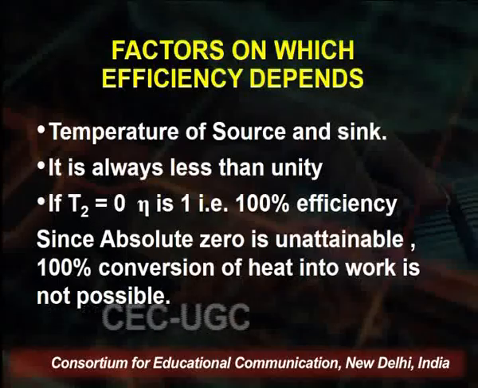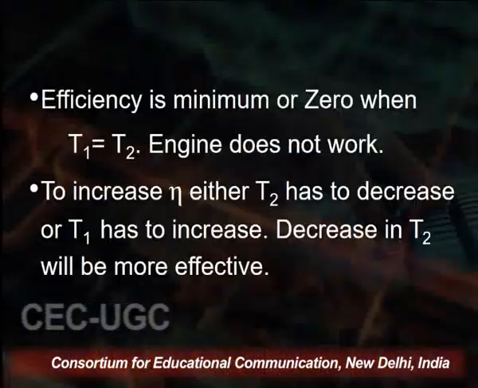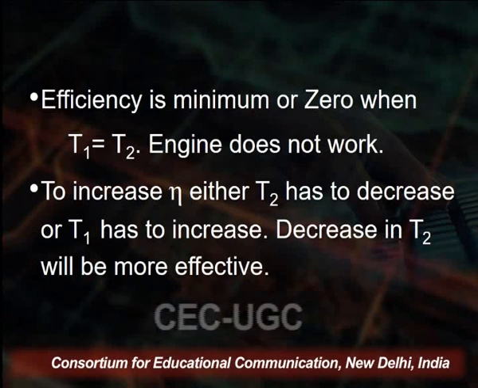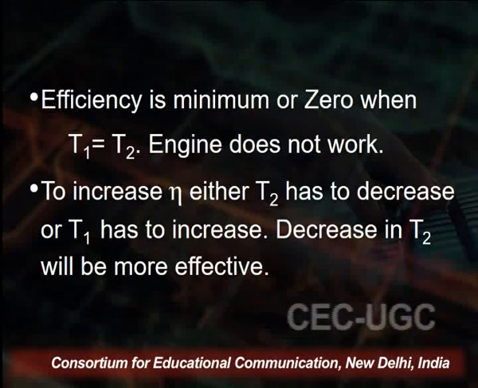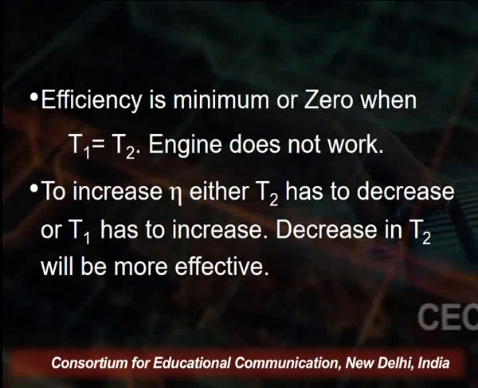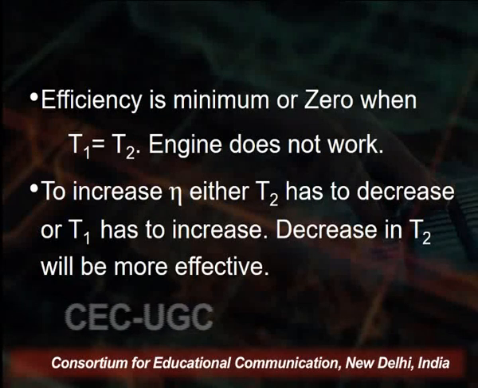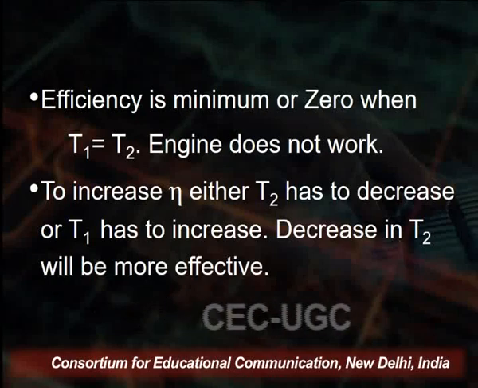The search continues. Efficiency is minimum or 0 when T1 is equal to T2. The engine will not work. Why? Because an engine needs 2 different temperatures, 2 different reservoirs to work. To increase eta, either T2 has to decrease or T1 has to increase. But decrease in T2 will be more effective.